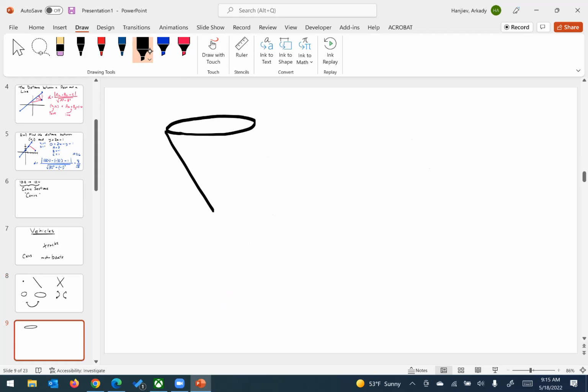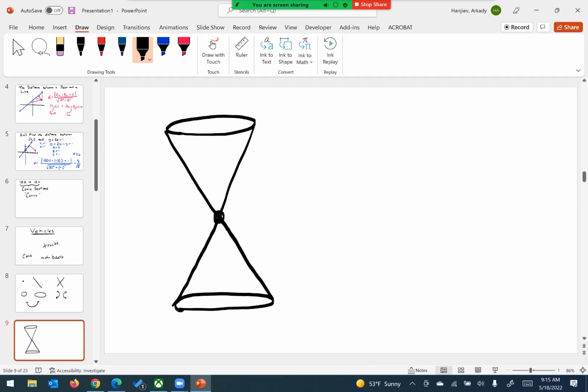If you have a cone that's coming down like this, and then you have another cone that's coming up like this, an hourglass, can you guys point out for me where is the point? In the middle. There's a point right there. So it connects.